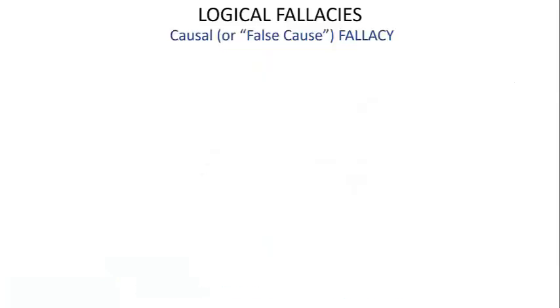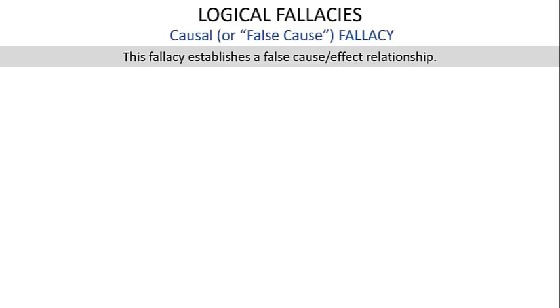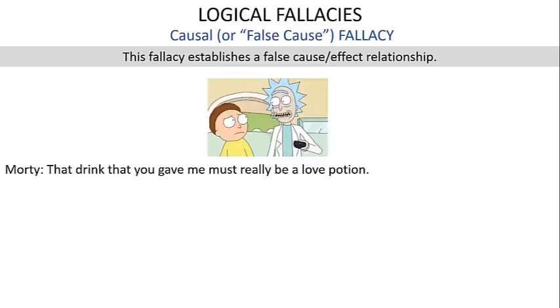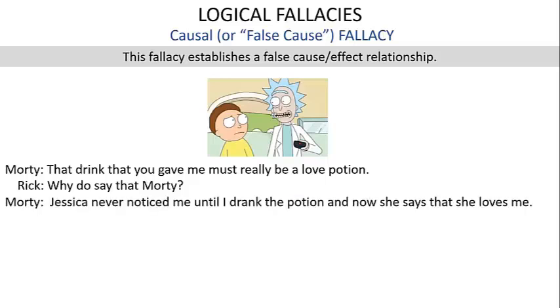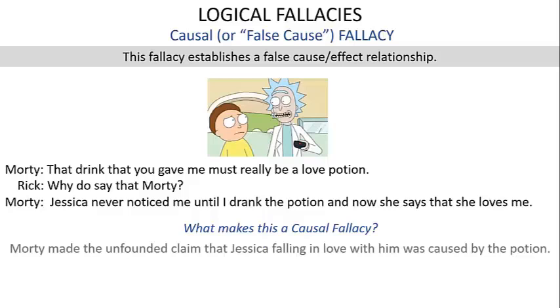Start with the causal or false cause fallacy. This fallacy establishes a false cause-effect relationship. Morty says, "That drink you gave me must really be a love potion." Rick says, "Why do you say that, Morty?" Morty says, "Jessica never noticed me until I drank the potion, and now she says she loves me." What makes this a causal fallacy? Think about it. Morty made the unfounded claim that Jessica falling in love with him was caused by the potion. There's no supporting evidence. It's just something he said.